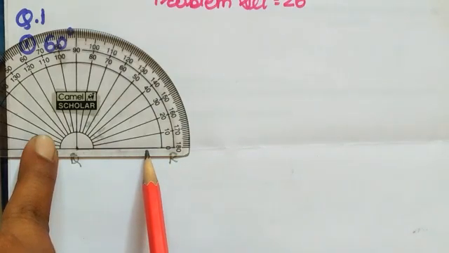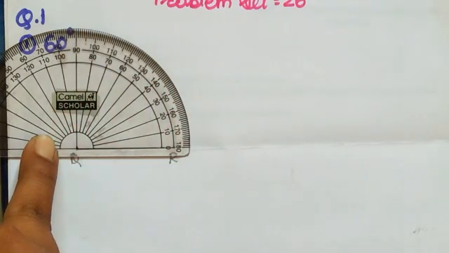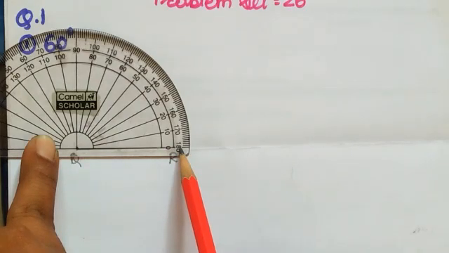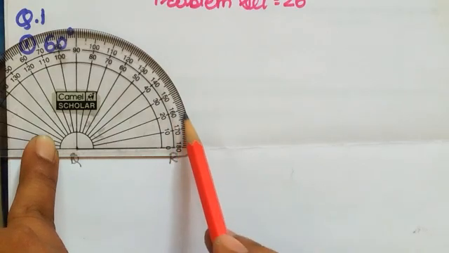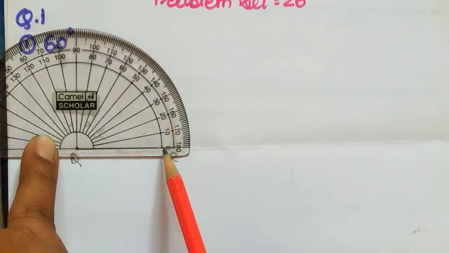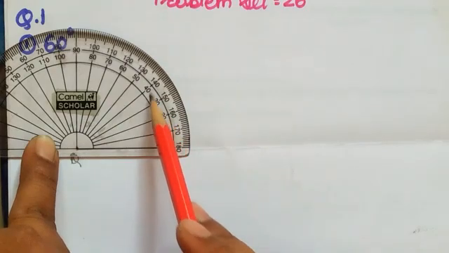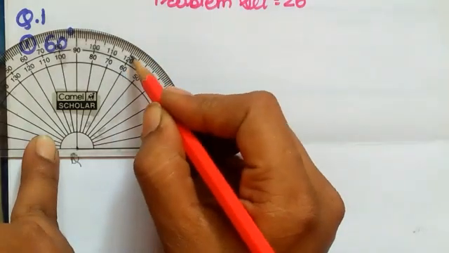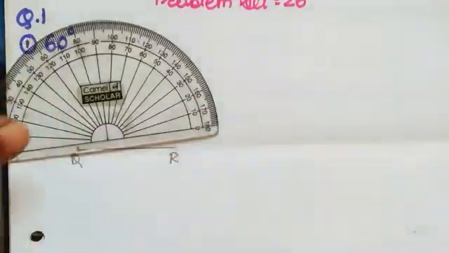So we will start counting from here and go up to 60 because we have to draw the angle of 60 degrees. We will start with 0, not with 180. If we count from 180, it will go in reverse: 180, 170, so this is the wrong one. So we go towards 0: 0 degree, 10, 20, 30, 40, 50 and 60. So this is the 60. It means this is the point where we have to mark one dot.